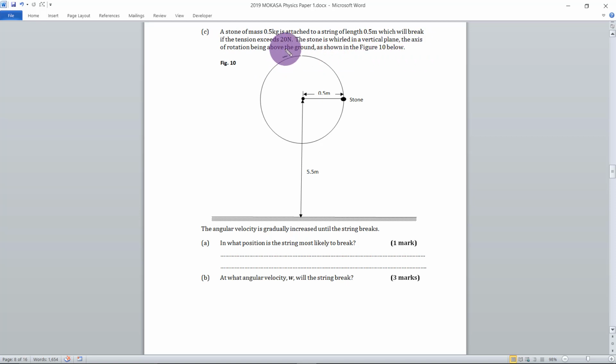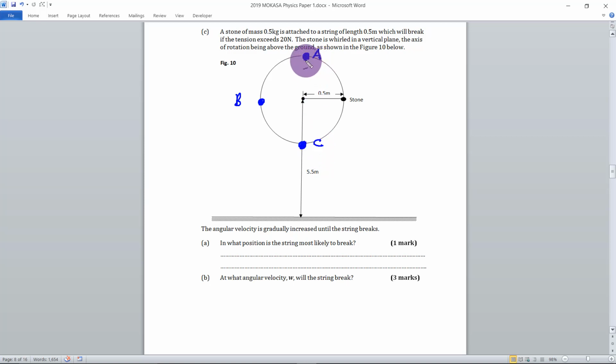So this one shows that it is a vertical circle. The angular velocity is gradually increased until the string breaks. In what position is the string most likely to break? At this point, we realize that there are 3 points when it comes to vertical circle. There is this point when the stone is at the maximum point here, point A. It can be at this point, which is point B, and it can also be at point C.